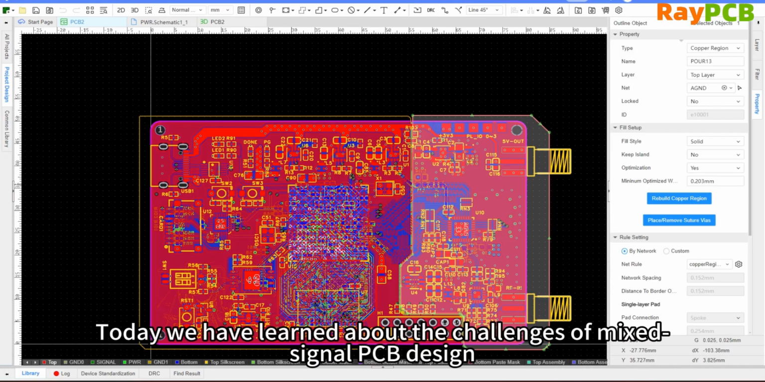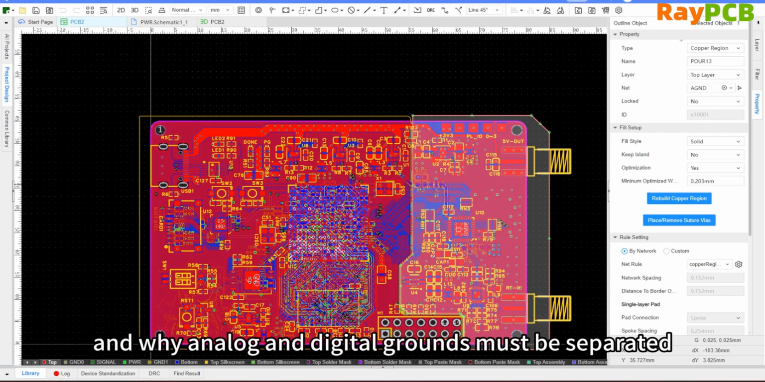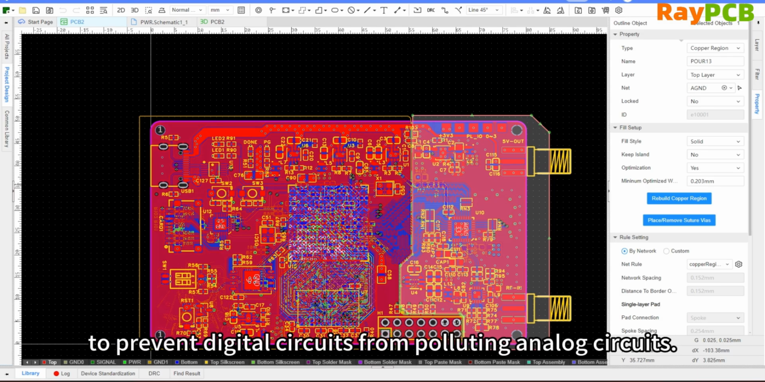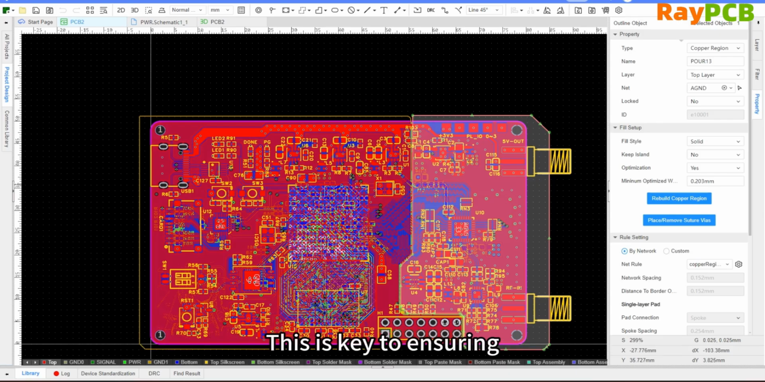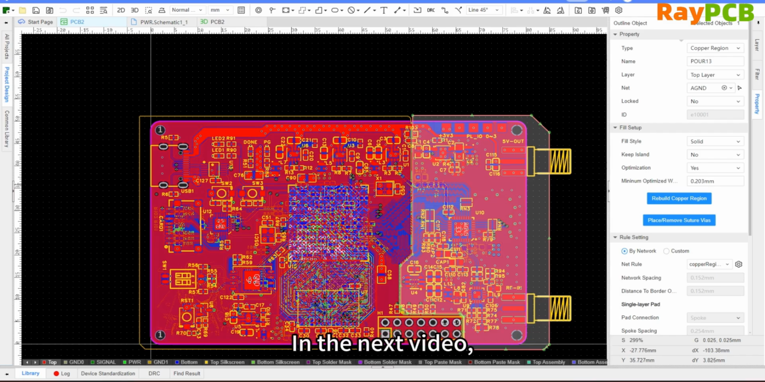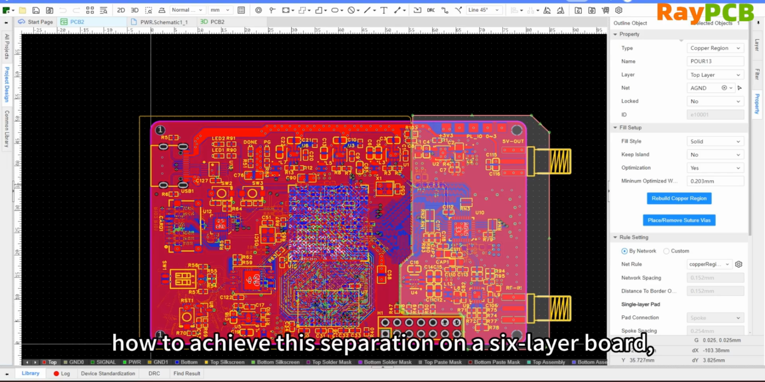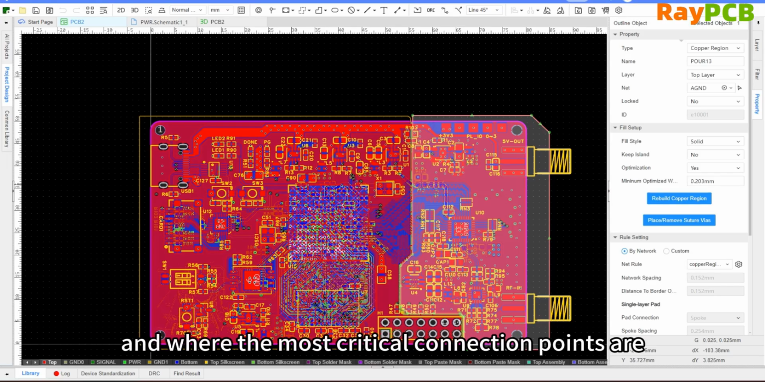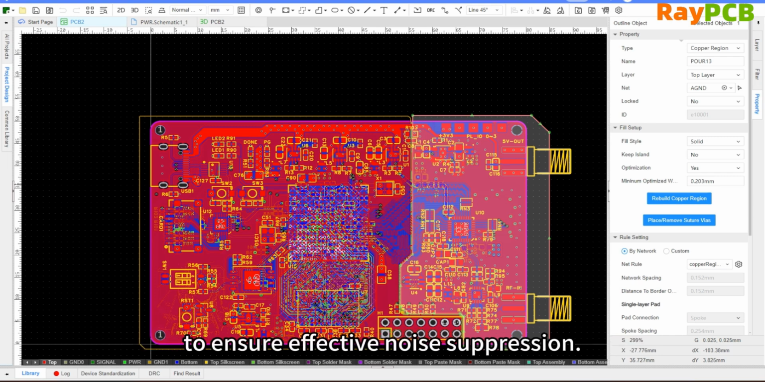Today we learned about the challenges of mixed signal PCB design and why it is essential to separate analog and digital grounds to prevent digital noise from contaminating analog circuits. This is key to ensuring the performance and reliability of mixed signal systems. In the next video, we will specifically explore how to achieve this separation on a 6-layer board and identify the most critical connection points to ensure effective isolation.